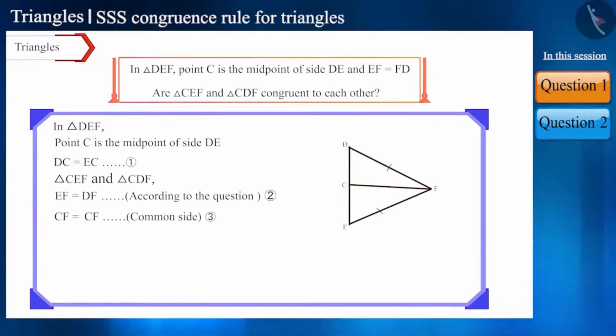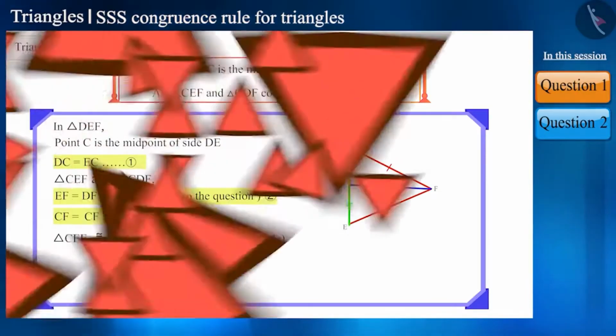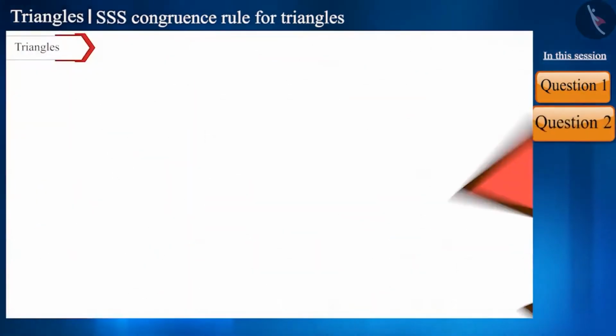By looking at equations 1, 2 and 3, we can say that according to the side-side-side criterion or the SSS congruence rule, these two triangles are congruent because all three sides of these two triangles are equal. Now let's move to the next question.